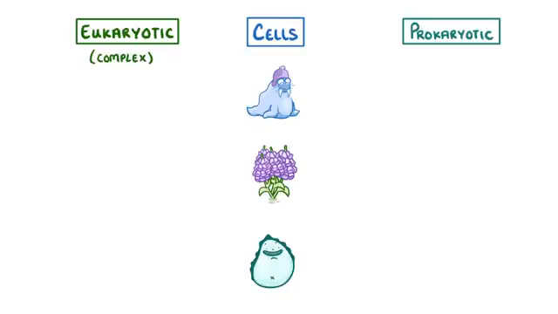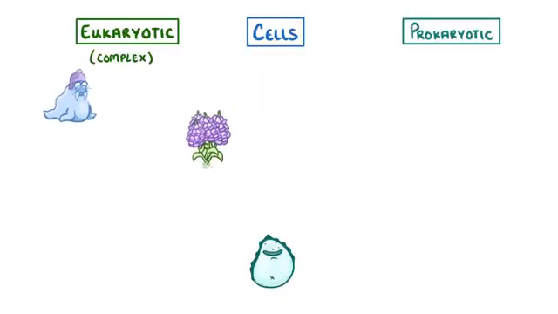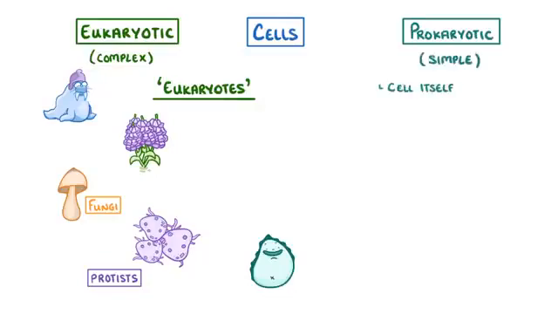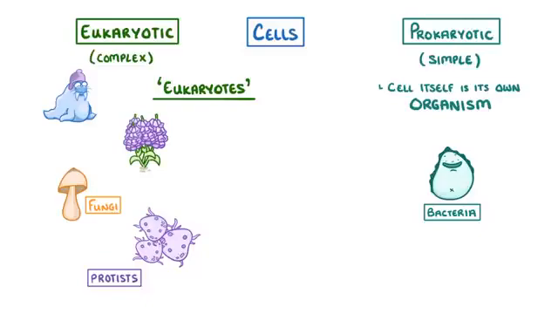Eukaryotic cells are complex and include animal, plant, fungi, and protist cells, with all of these organisms being known as eukaryotes. Prokaryotic cells, on the other hand, are more simple, and the cell itself is its own organism. For example, bacteria consist of a single prokaryotic cell, and so we class them as prokaryotes.